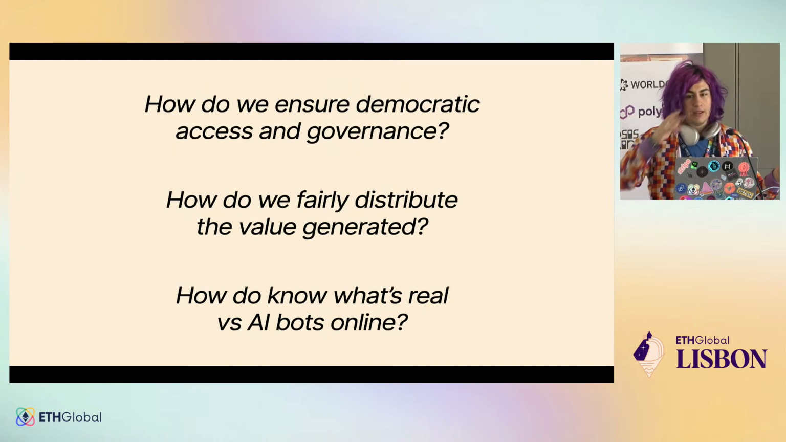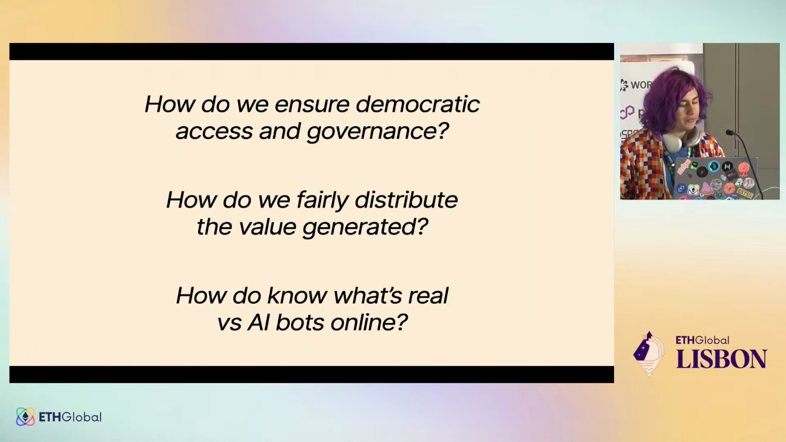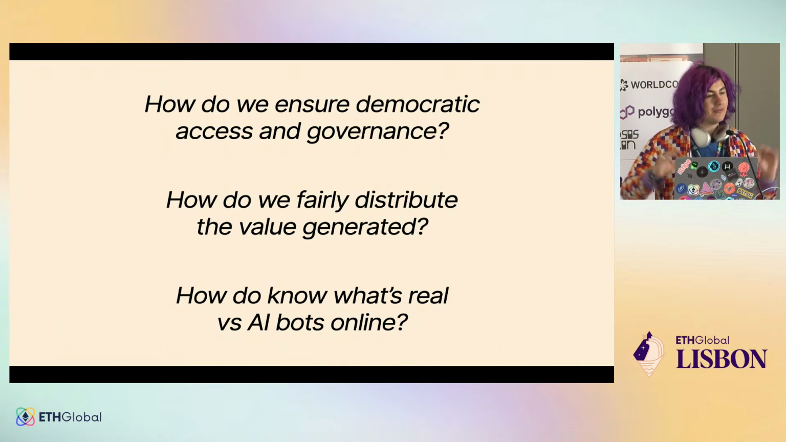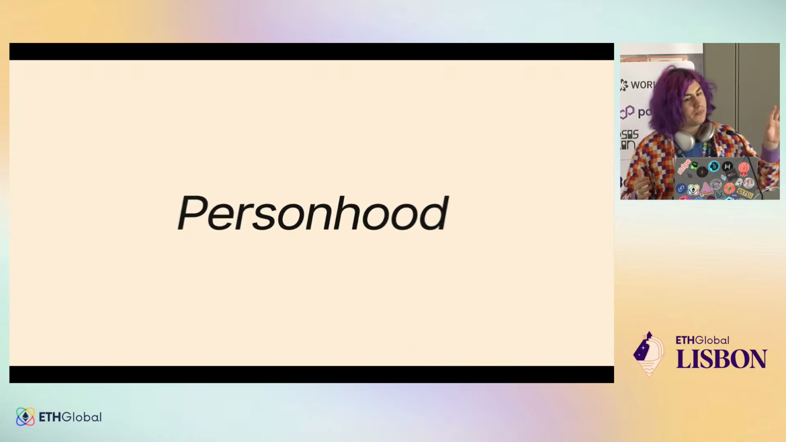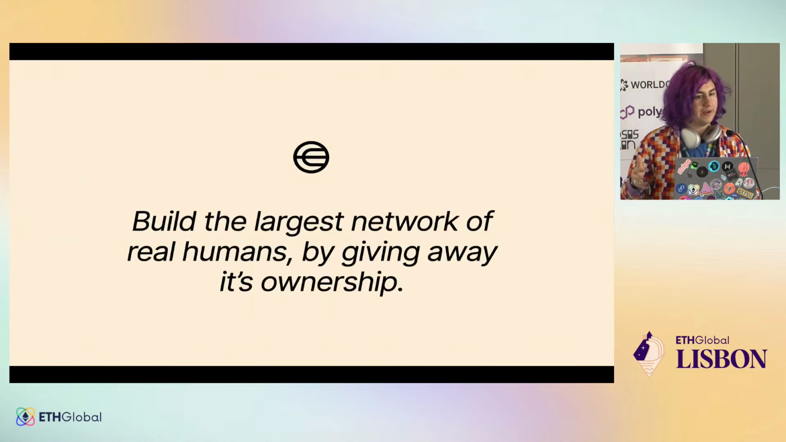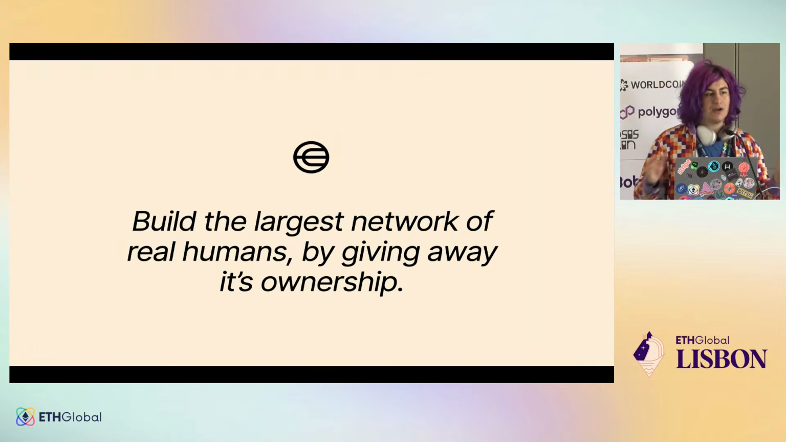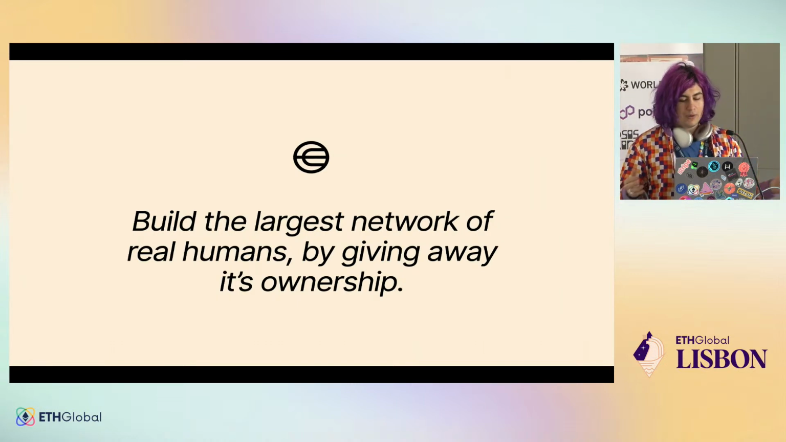How do you know what's real? But also, as we continue to build a system where these things slowly take over, maybe, hopefully not, how do you continue building the systems that you want to build? How do you fairly distribute all the value that is generated by these things? All these questions relate to personhood, the idea of who is a human. And the goal of WorldCoin is to build the largest network of real humans, an identity network and an economic network, by giving away ownership for free to every human.